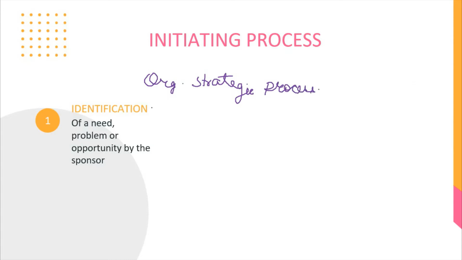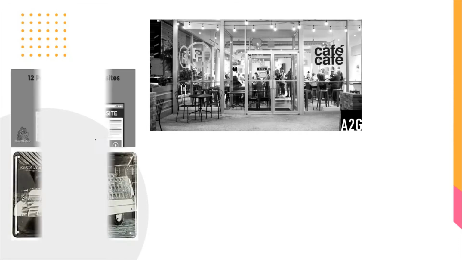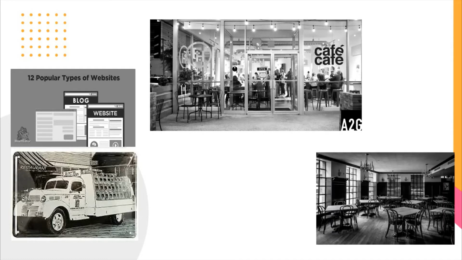Now you might ask me, what is the organizational strategic process? How do we define it? At a particular time, a company has a lot of needs. Let's take an example. I own a cafe that serves Chinese food. My needs could be owning a delivery van, having a website, or expanding my cafe.